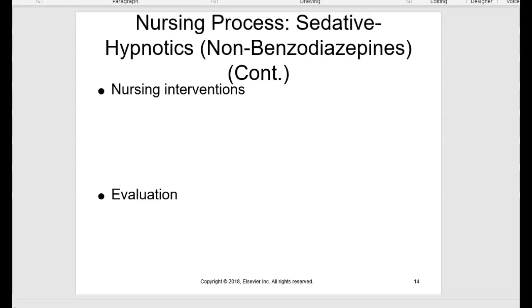Under patient teaching, teach the patient again to use the non-pharmacological methods to induce sleep. Tell the patient to avoid alcohol, antidepressants, narcotics, any other CNS depressants when taking a non-benzodiazepine. Patients should take the medication, the non-benzodiazepine, before bedtime. It takes 15 to 30 minutes to take effect. And we'd also want to encourage the patient to urinate before bedtime to help prevent sleep disruption because the patient has to get up and use the restroom.